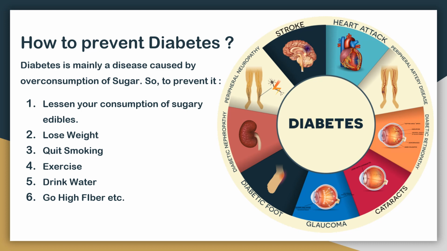The first and foremost thing you must do is lessen your consumption of sugary edibles. Don't eat sugar. If you are putting sugar in your hot cup of tea, lessen it to only half a teaspoon or one fourth of a teaspoon, or remove sugar from your life. No, not from your life, but for that specific period of time.